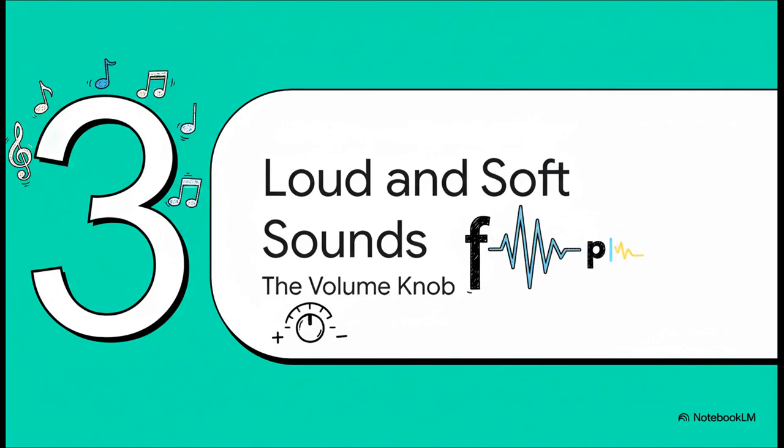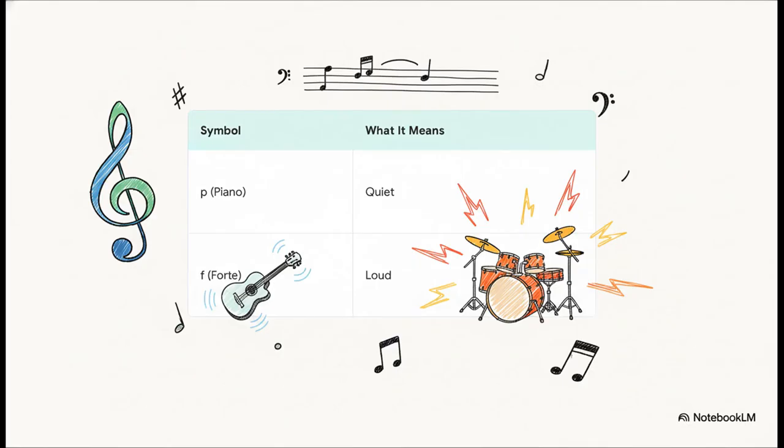But what about the volume? Well, the secret code has instructions for that too. You can think of it as the music's very own volume knob. You know, it's amazing how just one little letter can change everything. If you see a little P written under the notes, that stands for piano, which is the Italian word for quiet. But if you see a little F instead, that's for forte, and it means loud. So, quiet or loud? Simple, right?